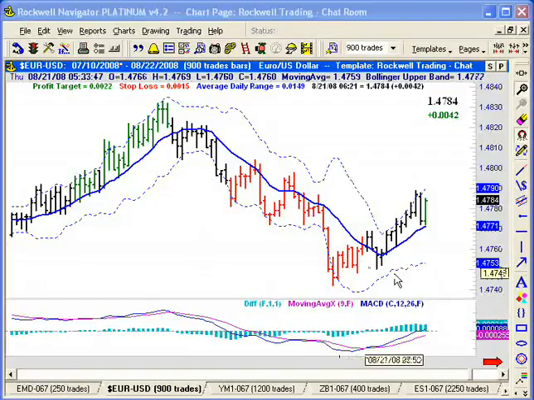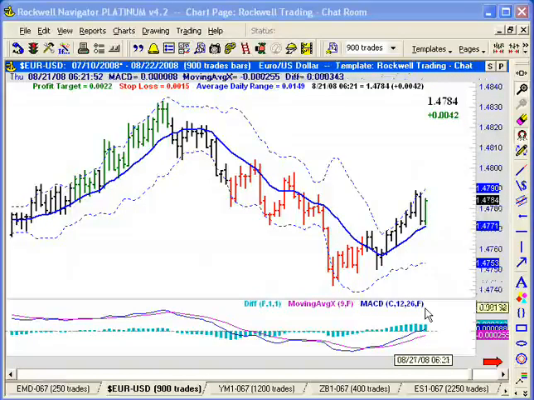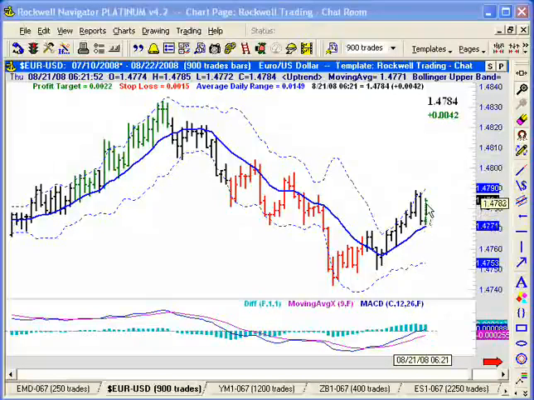Now, once we have identified an uptrend, we use the Bollinger Bands to determine our entry point. Take a look at this example. At 6:21 in the morning, Central Standard Time, the MACD is already trading above its moving average and it is now crossing the zero line. According to our definition, we are now in an uptrend.